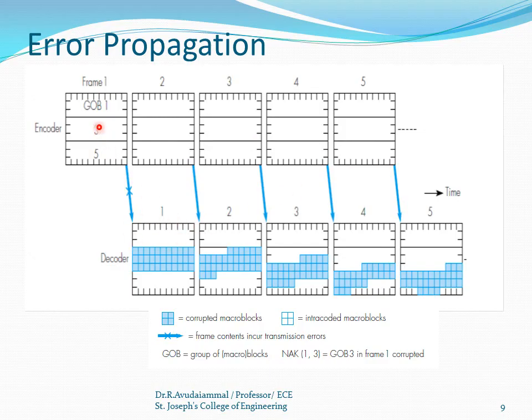And in the decoder, while transmitting frame 1, the third GOB got corrupted. And without knowing that, the second frame is coded with bidirectional encoding. That is B frame encoding. Therefore, the second frame will be encoded based on frame 1 and frame 3.